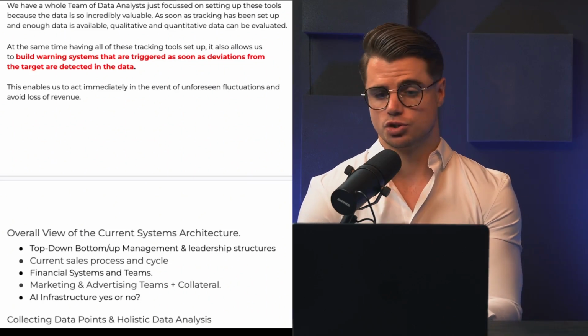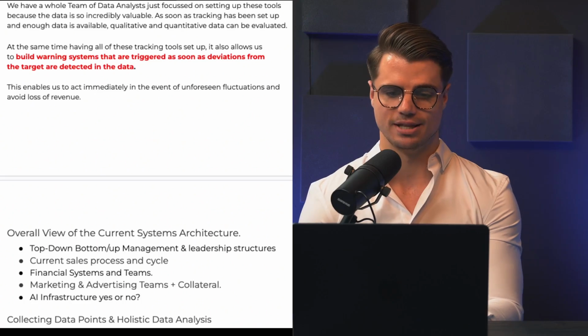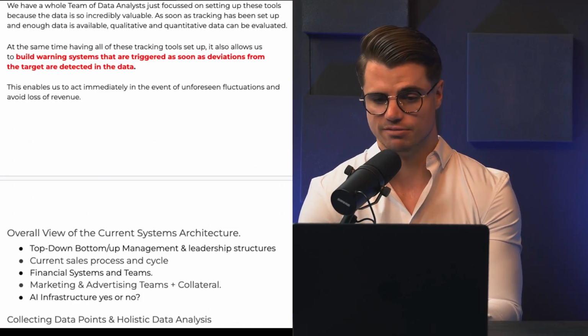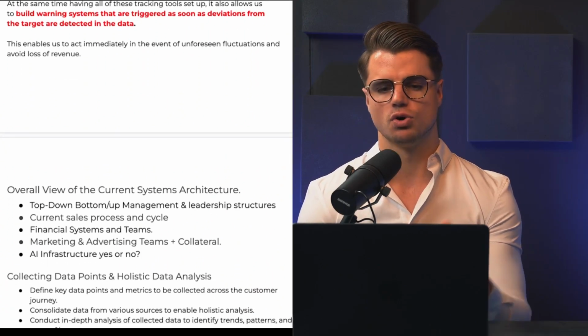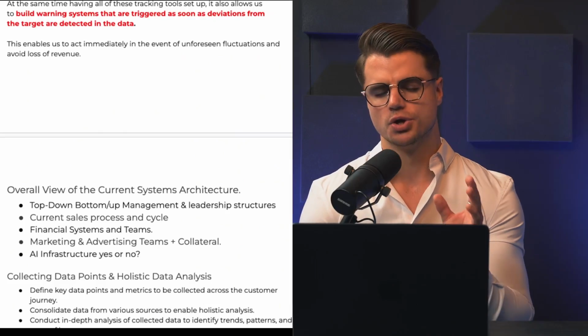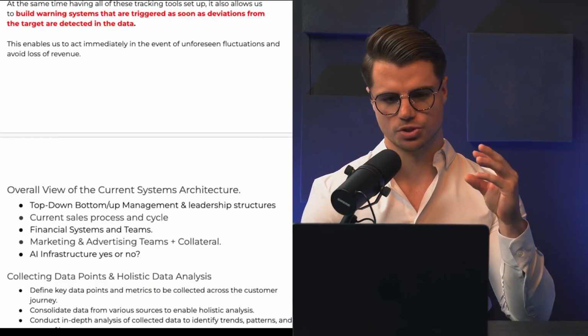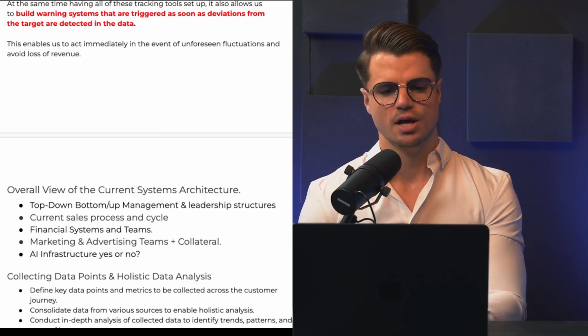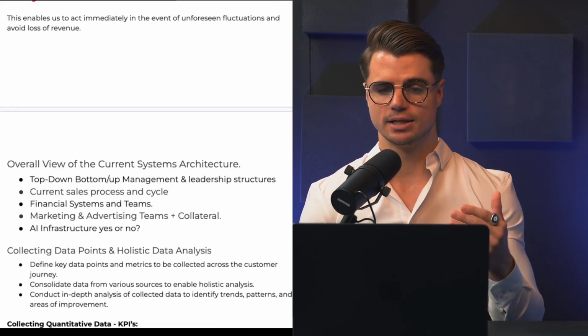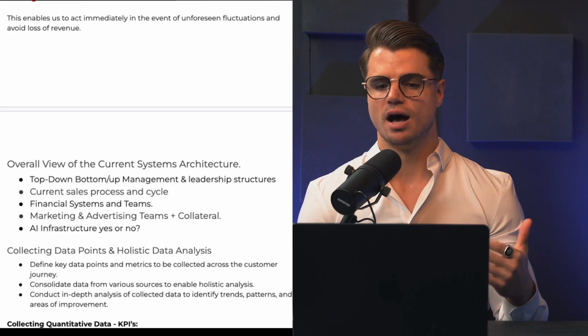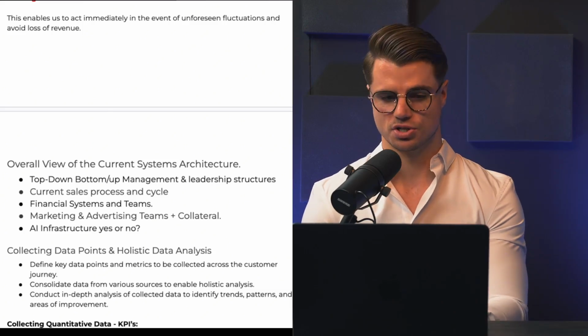As soon as tracking has been set up and enough data is available, the qualitative and the quantitative data can then actually be evaluated. And at the same time, having all of these tracking tools set up also allows us to build warning systems that trigger as soon as a deviation from the target is detected via the data. This enables us to act immediately in the event of unforeseen fluctuations and avoid losses of revenue.